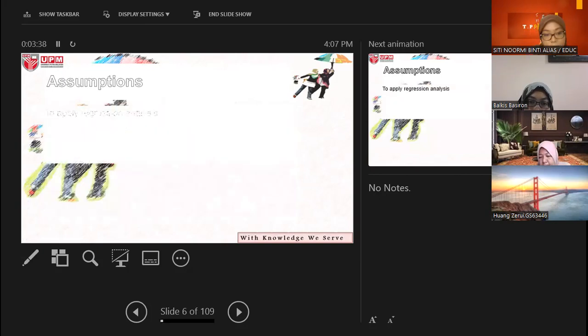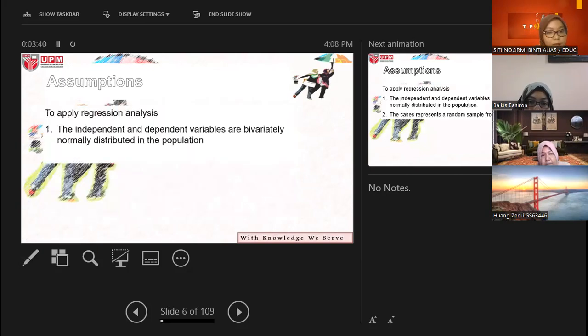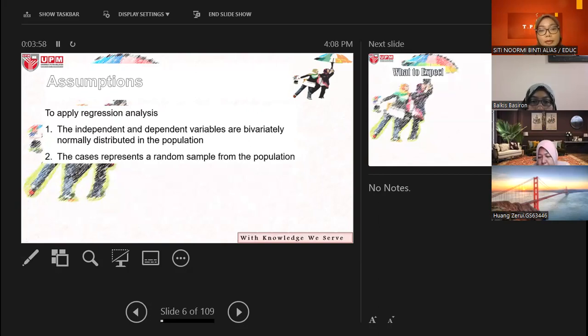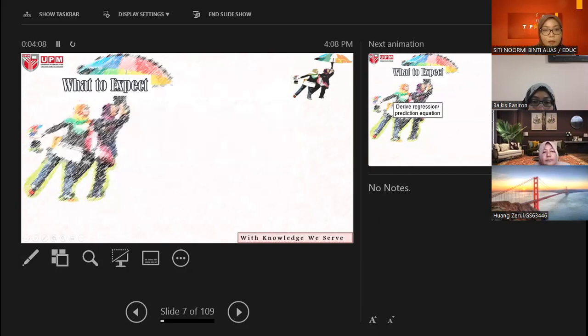Okay. So the assumptions to run the simple linear regression, first we need to make sure that the independent and dependent variables are bivariately normally distributed in the population. So make sure that both IV and DV met the requirement of normality. So only then we are able to proceed. Then next one, the cases represent a random sample from the population, meaning that the sample has been randomly picked from the population.